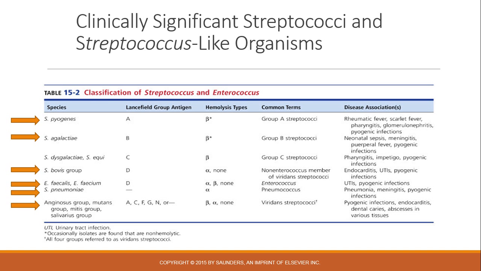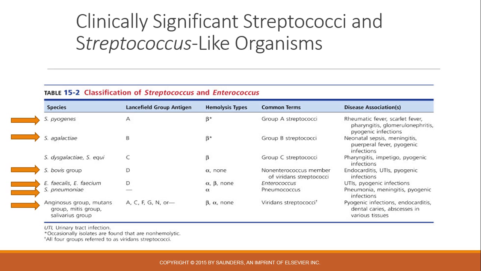So this is a nice chart. It tells you the typical hemolysis pattern. Your pyogenes and your agalactiae are usually beta hemolytic. Your strep bovis is usually alpha hemolytic or non-hemolytic. Enterococcus can be any kind of hemolysis. Your strep pneumo is alpha hemolytic. And then your viridans strep, or all your leftovers, can be anything.